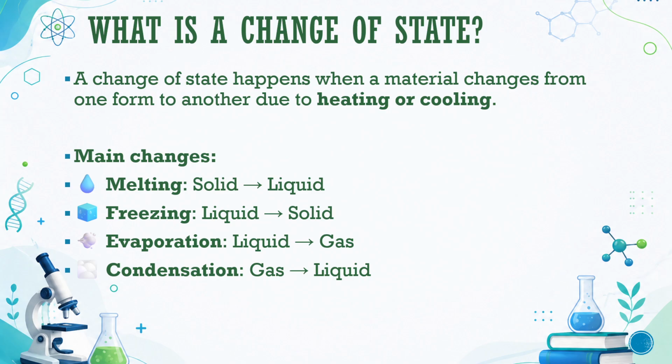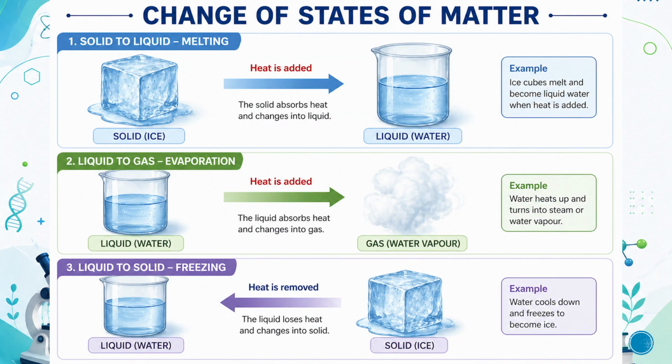Let's understand more about how the change of state happens. We'll talk about the change of state of matter primarily around three things: solid to liquid, which is called melting; liquid to gas, which is called evaporation; and liquid to solid, which is called freezing. When a solid is to be converted into a liquid, we add heat energy.